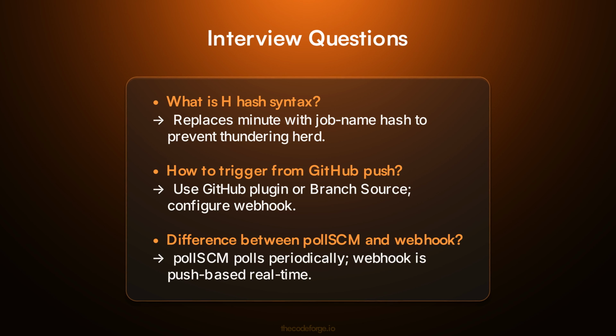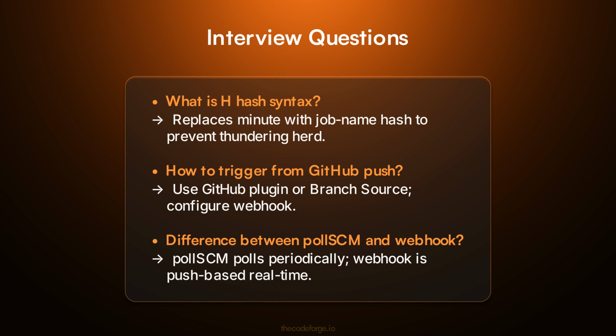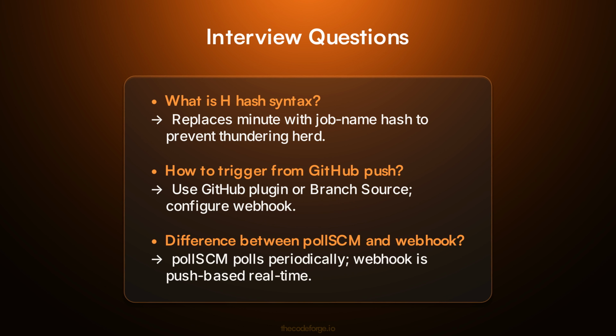Let's run through some common interview questions. What is hash syntax? It replaces the minute with a job name hash to prevent thundering herd. How to trigger from GitHub push? Use the GitHub plugin or branch source. Configure the webhook. Difference between pollSCM and webhook? pollSCM polls periodically. Webhook is push-based, real-time.